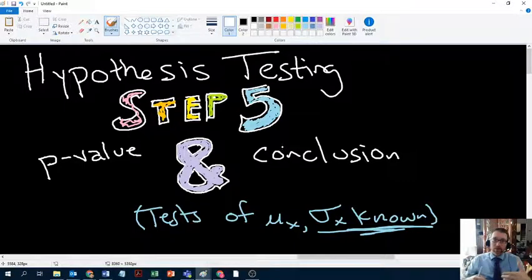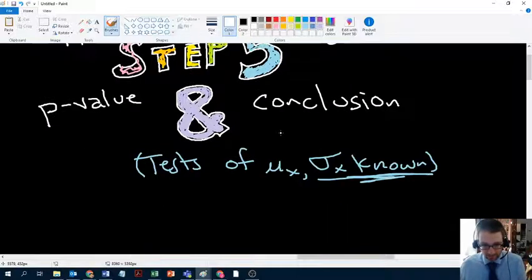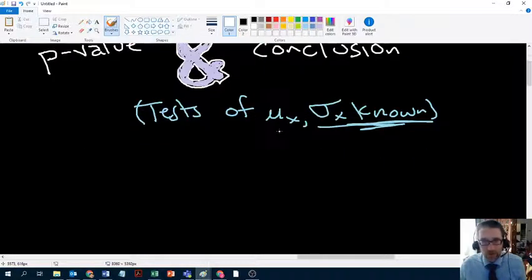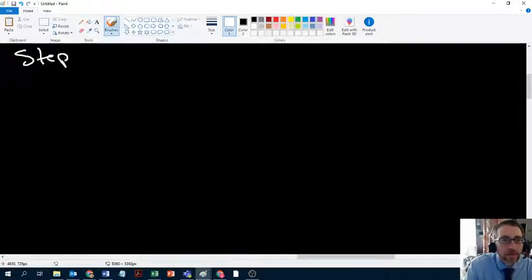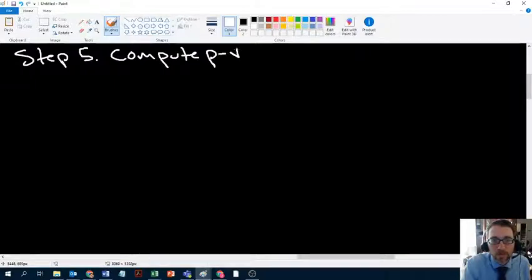We've gone through the other 4 steps. We've formulated hypotheses. We've chosen a level of significance. We've chosen a test statistic, and at this point, we assume that we've calculated the value of the test statistic. Now, what we need to do is choose a p-value and a conclusion. So let's look at step 5, the p-value. Compute a p-value and draw a conclusion.